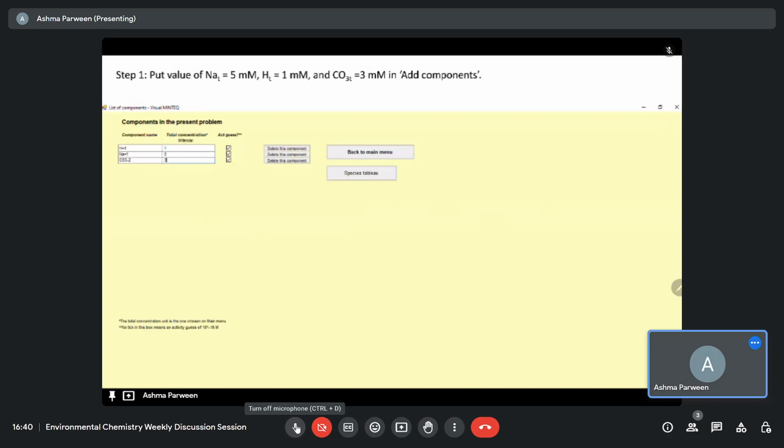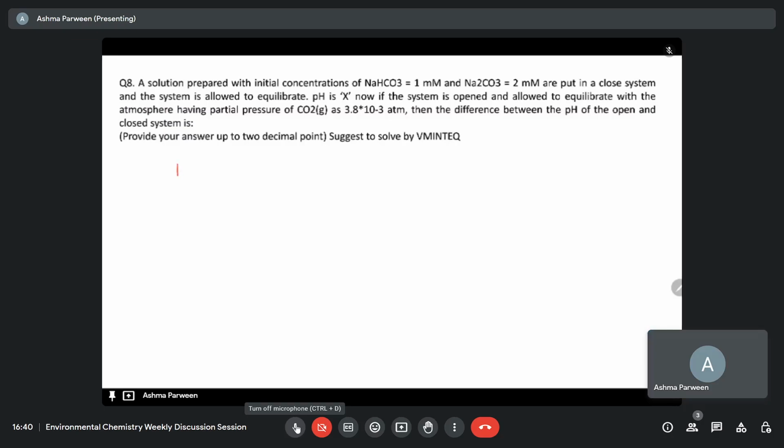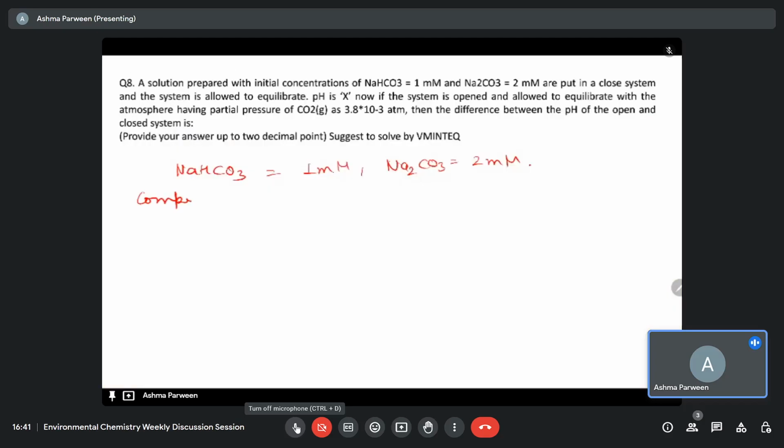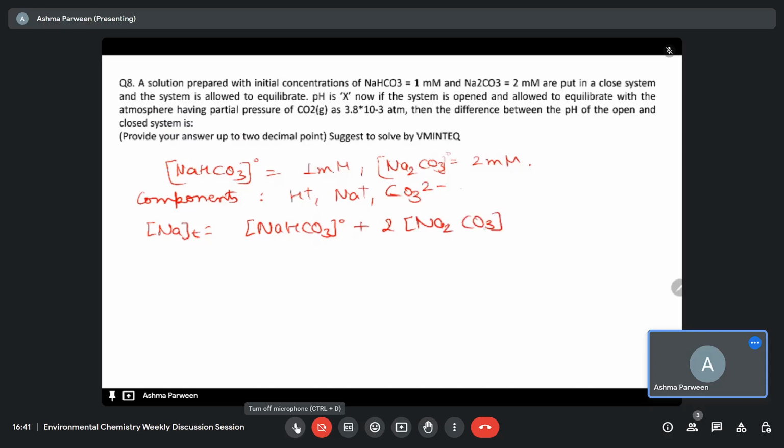So in the question, we have been given that NaHCO3 is 1 millimolar, Na2CO3 is 2 millimolar. So we will write the mass balance for our components. The components for this system will be H plus, Na plus, and CO3 2 minus. First write the total Na. It will be equal to the initial concentration of NaHCO3 plus 2 times Na2CO3, which is 1 plus 2 into 2, that is 5 millimolar.